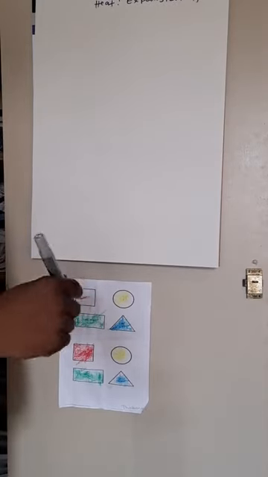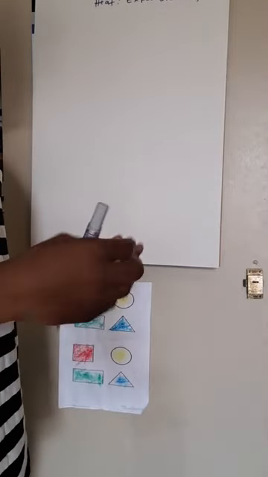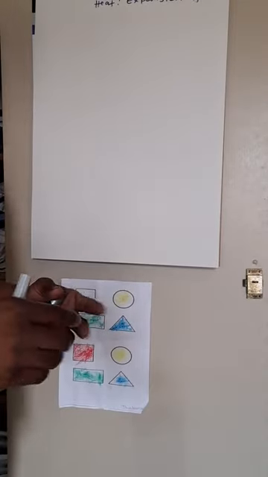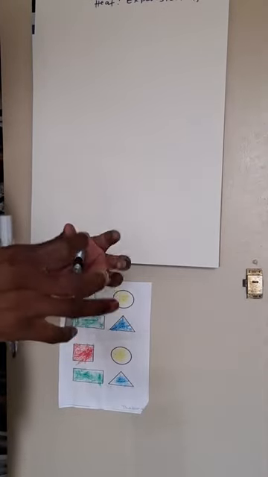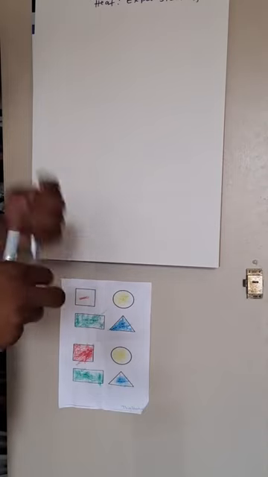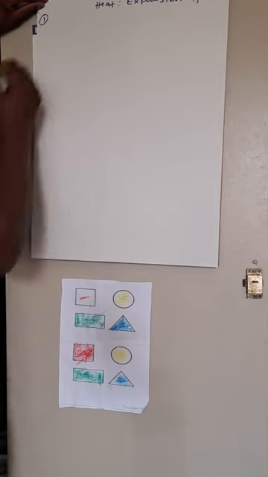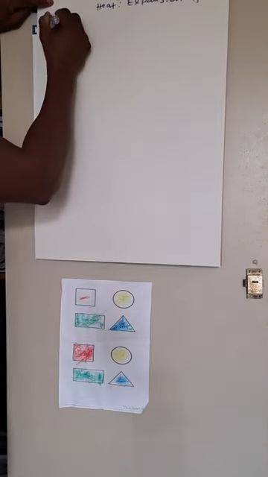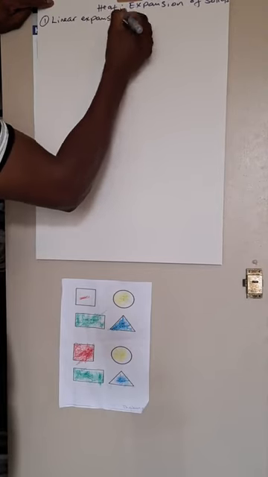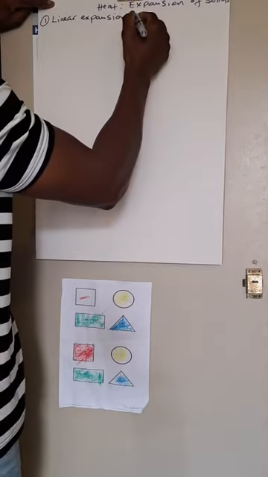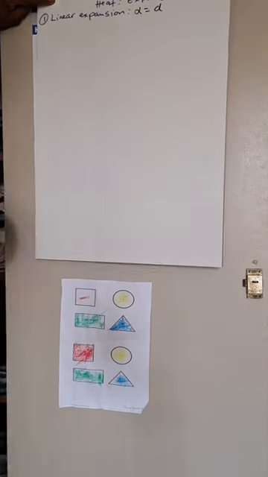Under expansion of solids, I think we understand what happens with solids when they are exposed to certain temperature conditions: they tend to expand or they tend to compress, depending on the conditions. The first important thing we are going to look at is linear expansion. Linear expansion of solids is denoted by the symbol alpha.